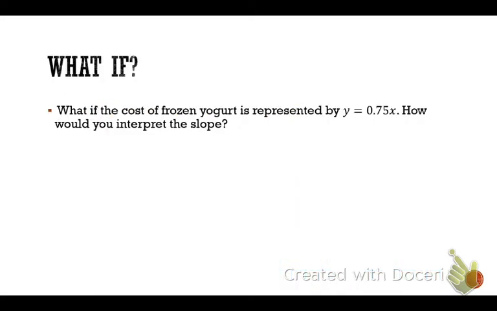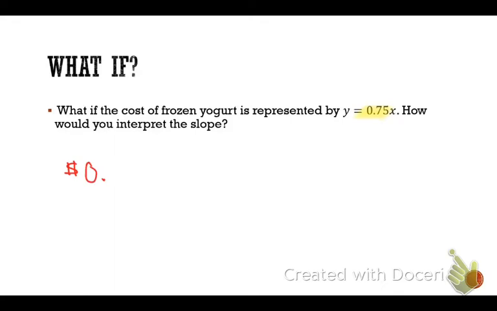All right, so what if the frozen yogurt is represented by y equals 0.75x? How would you interpret that slope? So on the last problem, it was a 4, and I said that the yogurt cost $4, I would pay $4 for 1 ounce of yogurt. So what do you think the 0.75 is telling me? Maybe this is a different store. Yes, this one is 75 cents. So you replace the 4 with 0.75. Yeah, so this rate is different.